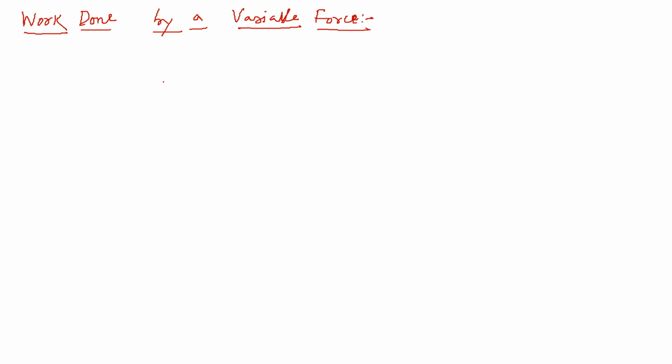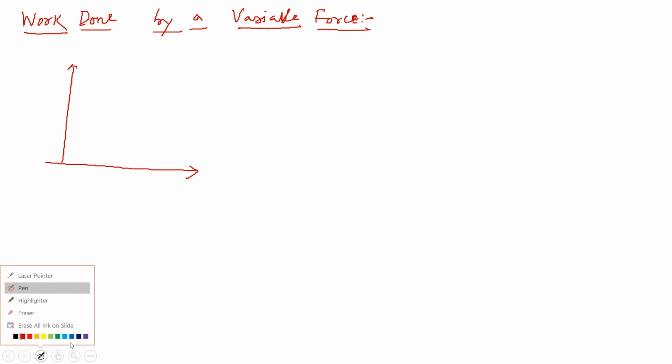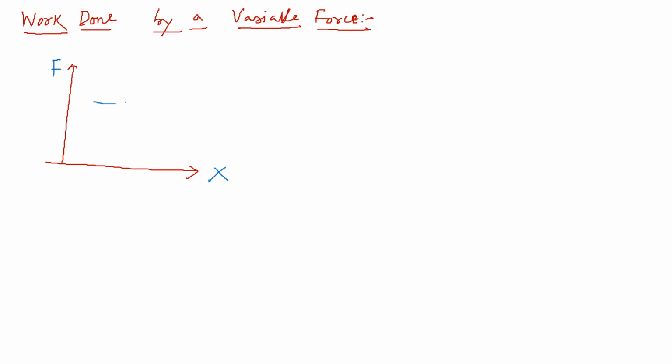That means let force be a function of displacement. We have taken here force, and this is displacement. Let it be a function of displacement, like this, and let the displacement vary from x1 to x2. So in that case, what do we have to do? We have to take a small integral part, a small element. Let the width of the small element be dx.